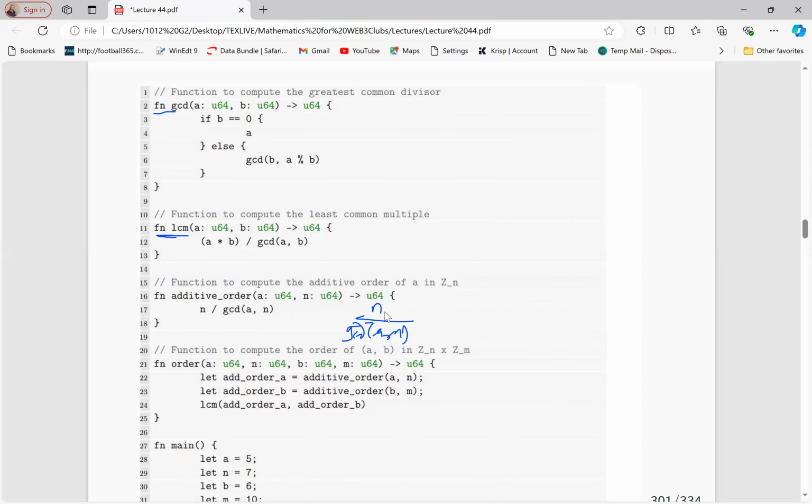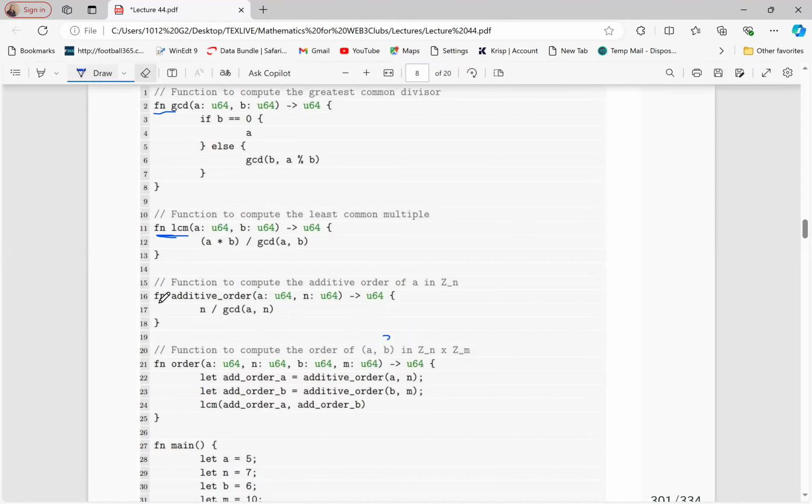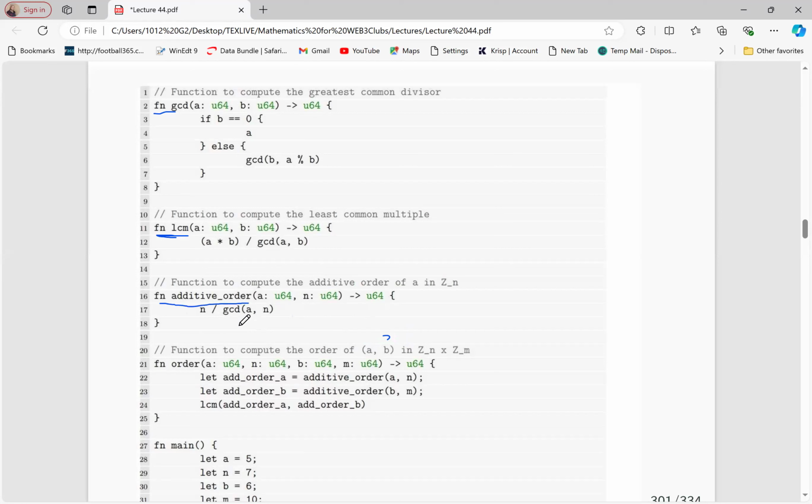So this part, the one I'm erasing, the additive order function, will be getting the order of the element in the group. It will be using the formula we just talked about, where the formula is n, that is the order of the group, over the GCD of the element and the order of the group. So that is what this part will be doing.